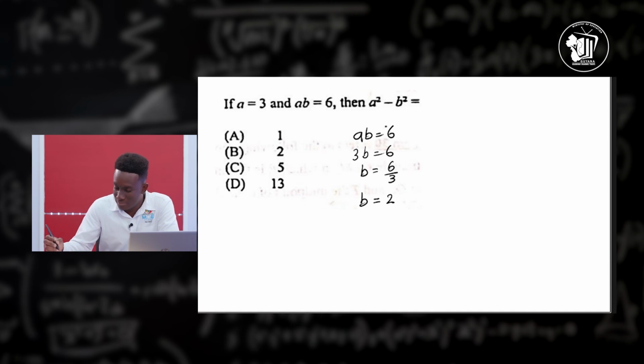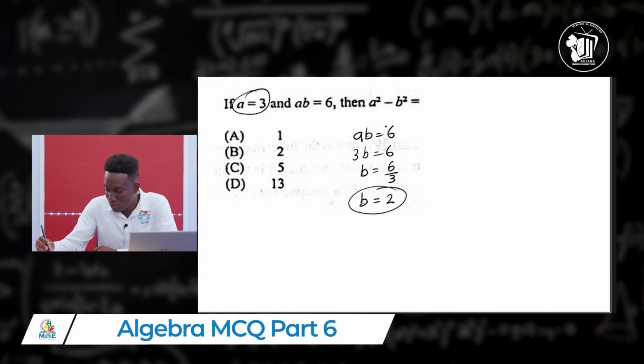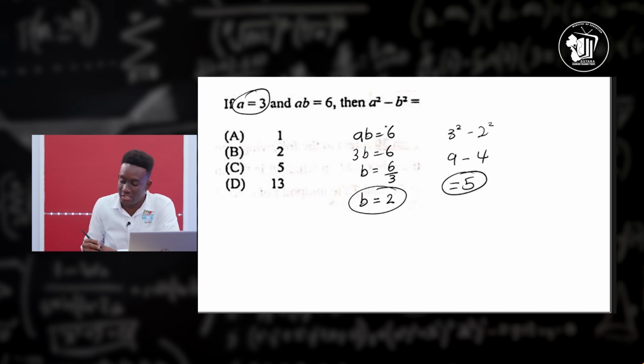So if B is equal to 2 and A is equal to 3, then A squared minus B squared would be 3 squared minus 2 squared. So 3 times 3 would be 9, minus 2 times 2 is 4. So 9 minus 4 is equal to 5. So the answer is 5, which is C.